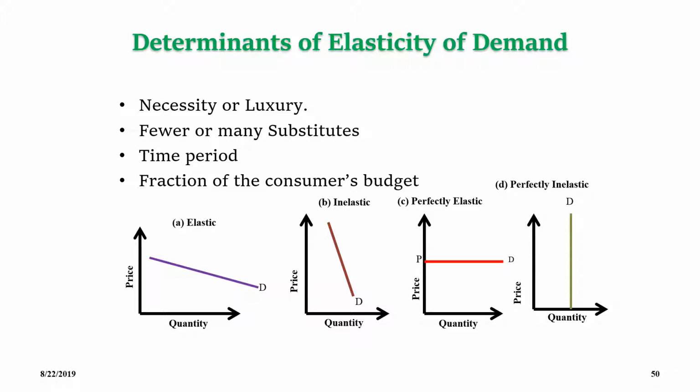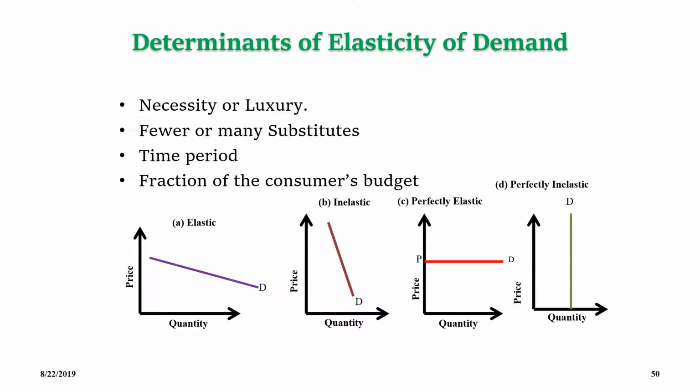Now, fewer or many substitutes, right? If the good has so many substitutes, you expect the demand to be elastic. And if it has fewer substitutes, you expect the demand to be inelastic. Inelastic means the elasticity is less than 1. Elastic means it is greater than 1.